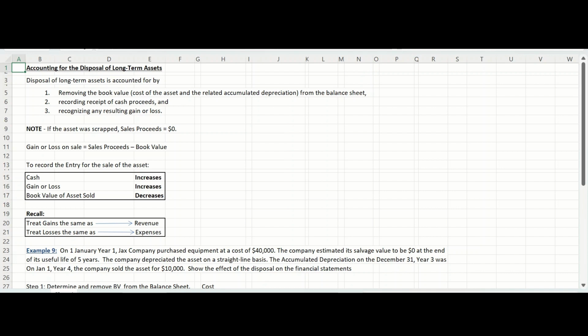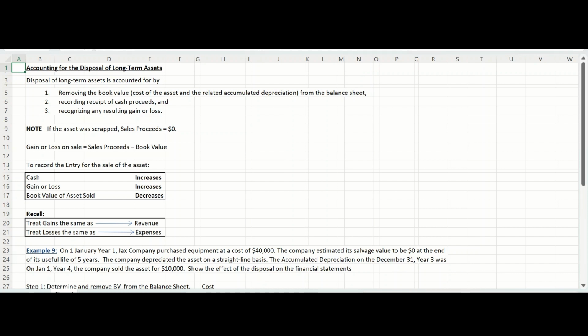So to record the entry of the sale, we should first increase the cash account for the sales proceeds received. Next, we'll need to increase the gain or loss for the amount of sales proceeds over or below the book value of the asset. And then lastly, we'll need to decrease the book value of the asset, which again is the cost of the asset less the accumulated depreciation.